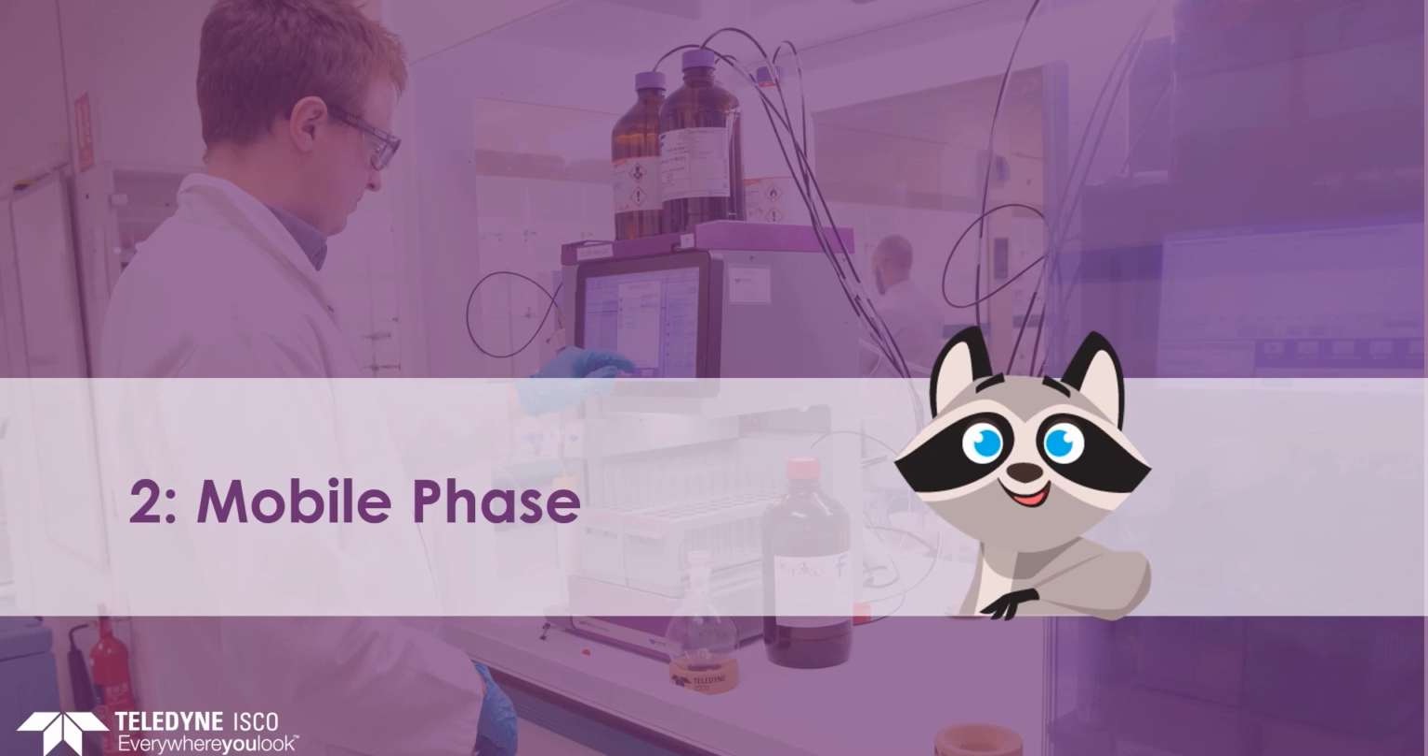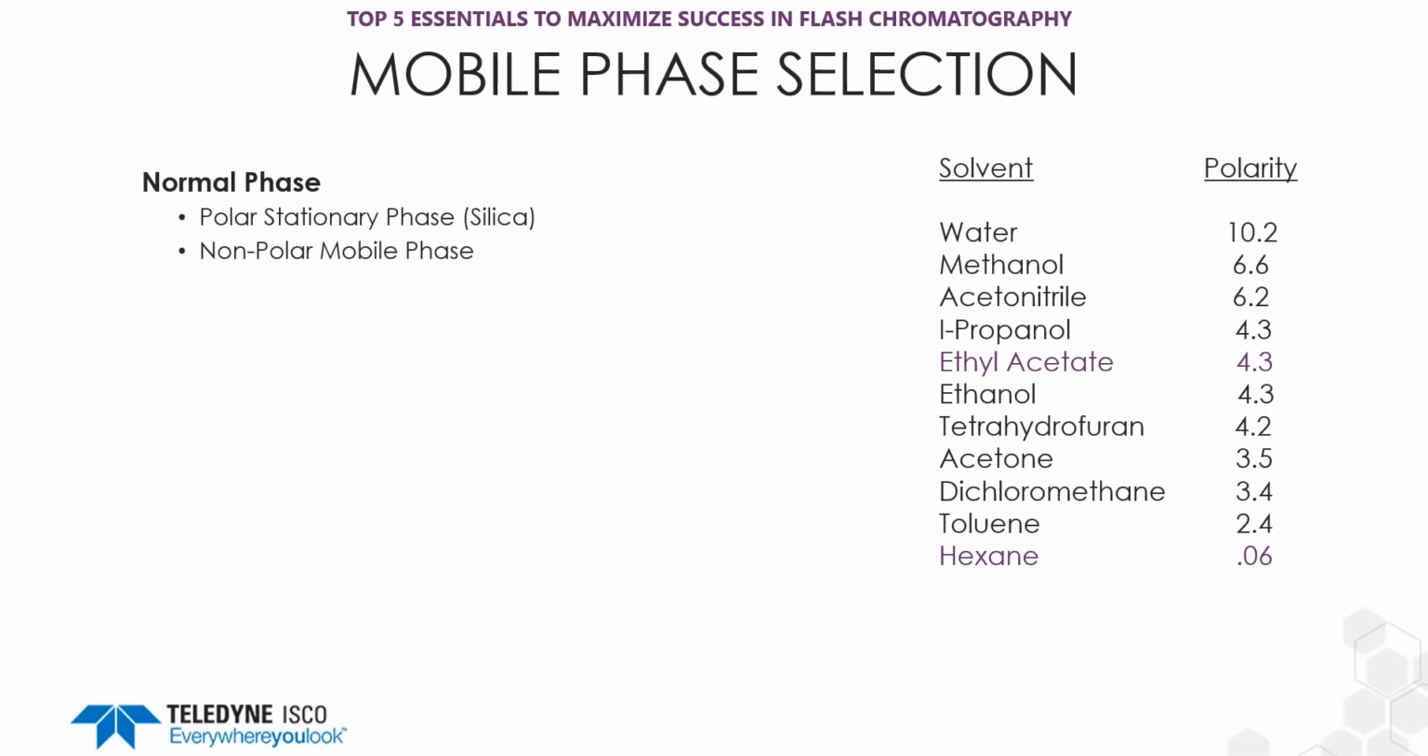We will now move on to our second essential for maximizing success in flash chromatography, which is going to be the mobile phase. We mentioned it a little bit before. This is the phase that's going to carry your components throughout the stationary phase. So how do we know which mobile phase to use? And a lot of that's going to come down to which phase you're in. Are you in normal phase or are you in reverse phase? And what's the difference between those 2 phases?